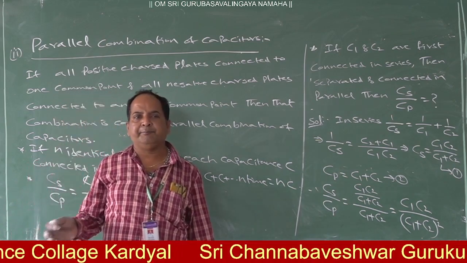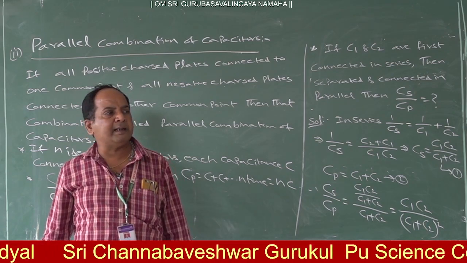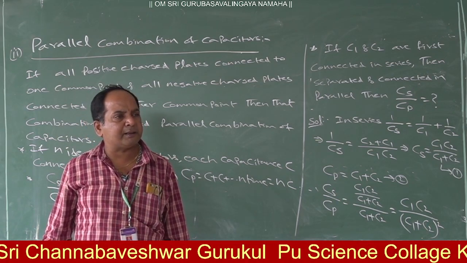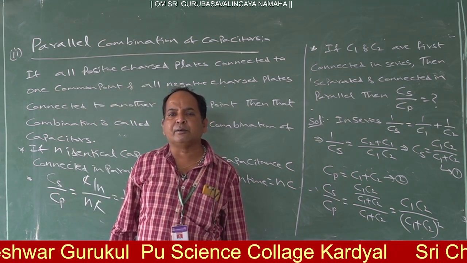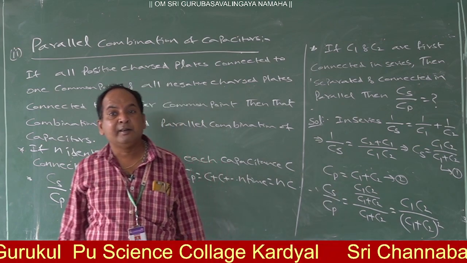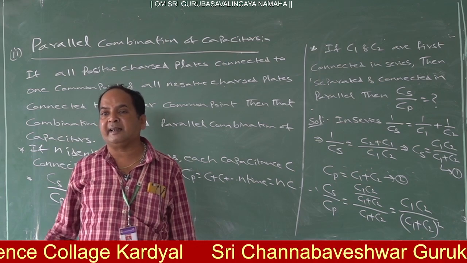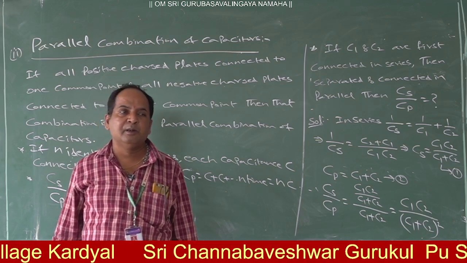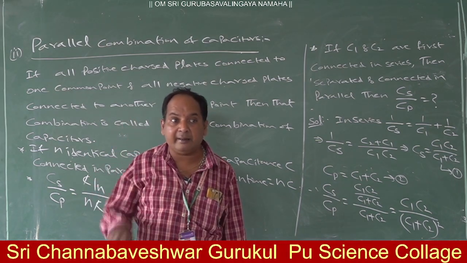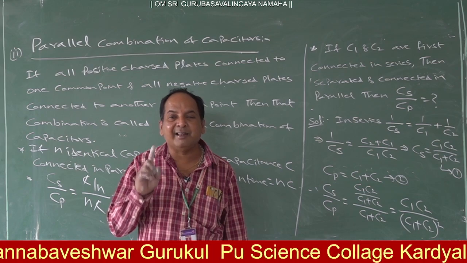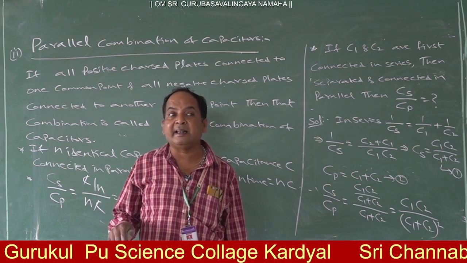Suppose 3 are given. 1 by Cs is equal to 1 by C1 plus 1 by C2 plus 1 by C3. The LCM is C1 C2 C3. First term: C2 C3. Second term: C1 C3. Third term: C1 C2. So Cs is equal to C1 C2 C3 by C1 C2 plus C2 C3 plus C3 C1.